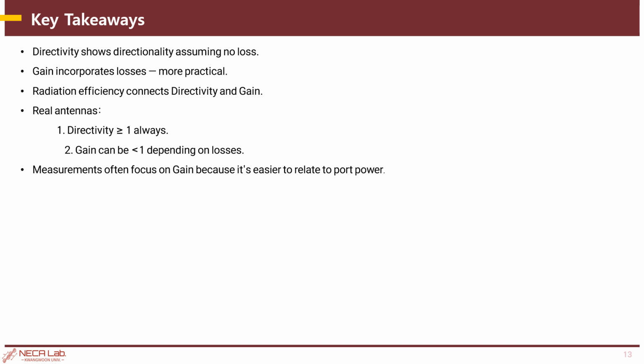Fourth, let's talk about real antennas. Directivity is always greater than or equal to 1. It's a purely directional parameter. And gain, on the other hand, can sometimes be less than 1 because it accounts for losses inside the antenna. Finally, in measurements and in practice, we often focus on gain because it's easier to relate to port power, the power actually delivered to the antenna. Understanding these points helps us design and evaluate antennas more effectively in real world applications.